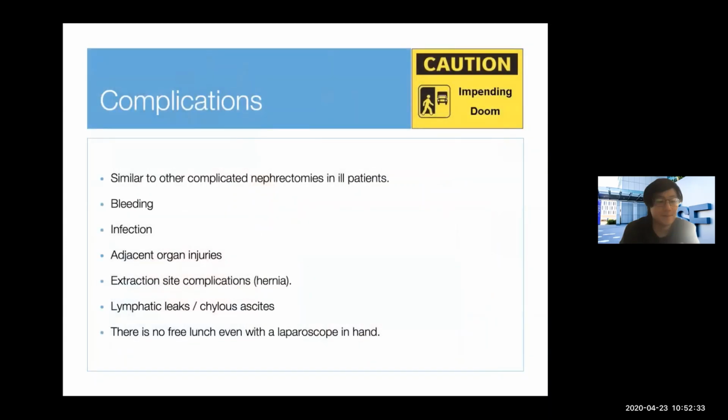All right, complications, really similar to other complicated nephrectomies, particularly those in more ill patients, if you have patients that are on dialysis, and bleeding, infection, adjacent organ injuries. Not really anything different here than what you'd see in a more difficult standard nephrectomy for a large renal tumor.